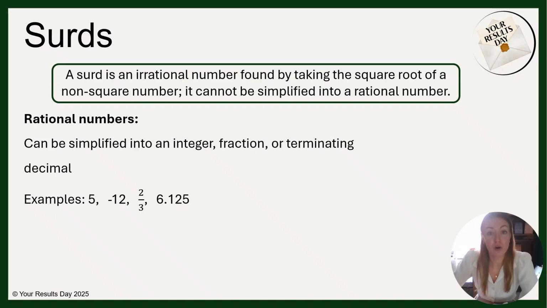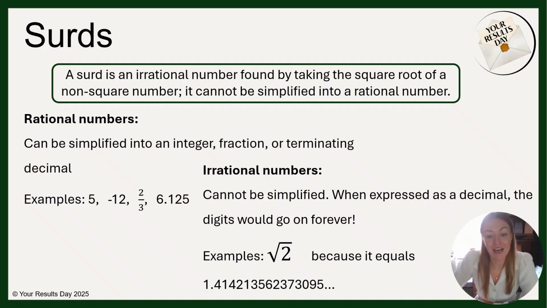Examples, the integer or whole number 5, and remember integers can be positive or negative, like negative 12. We can have a fraction in its simplest form, so 2/3, or a terminating decimal, so that is just a decimal where the decimal digits do eventually end. For example, 6.125. So they are all rational numbers.